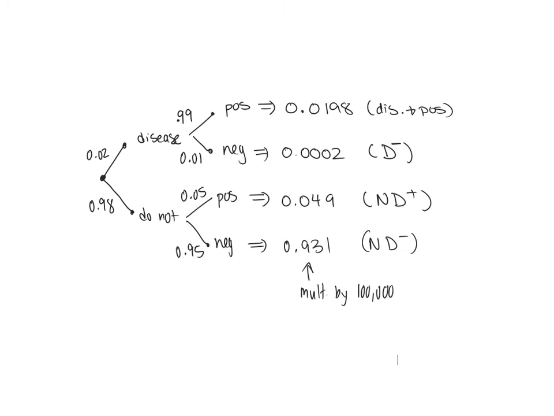And when you make these diagrams, please label what's going on. I don't care if you put "do not" on top and "disease" in the bottom, but make it pretty obvious what goes to what.